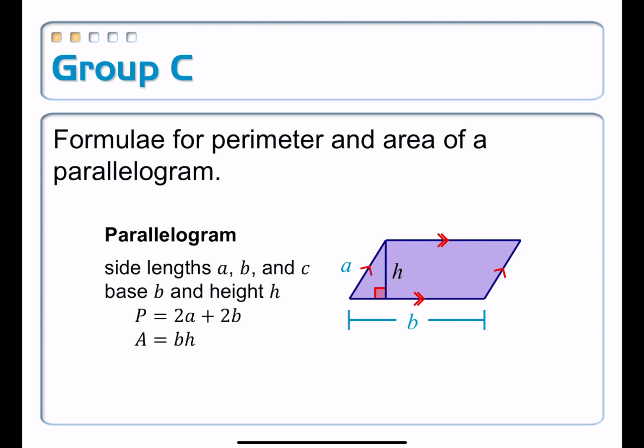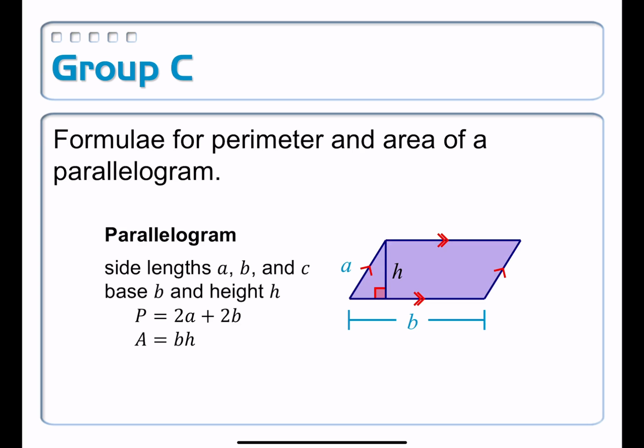Heights and bases, they always have to make right angles. They need to be perpendicular to each other, which is why you see this right angle here. So you want to look for that whenever you're doing any problems involving the area for parallelograms, because that's usually a base and a height kind of thing.